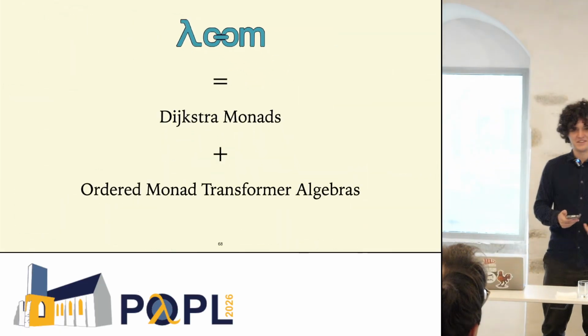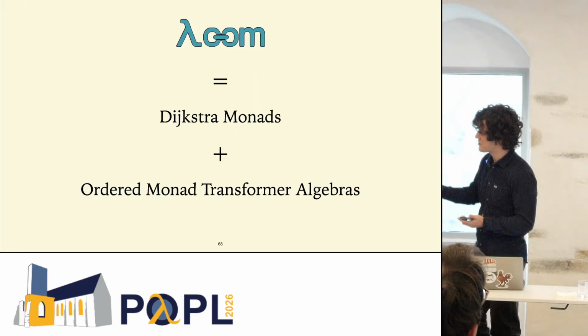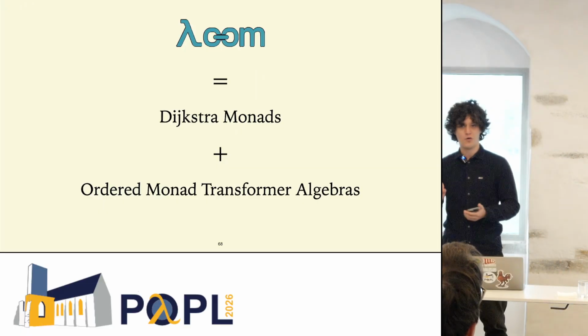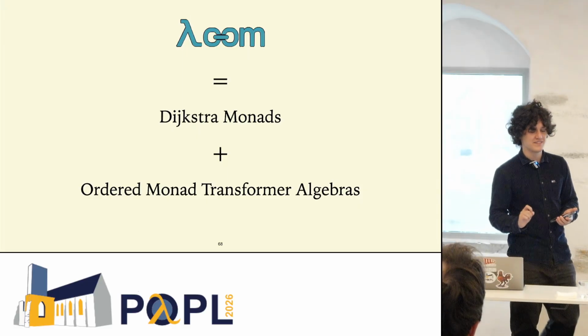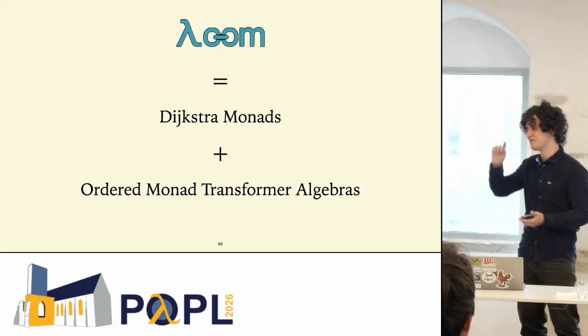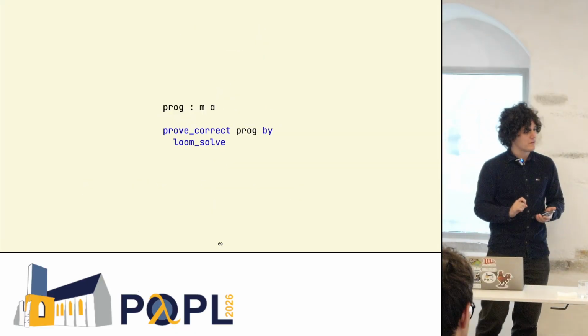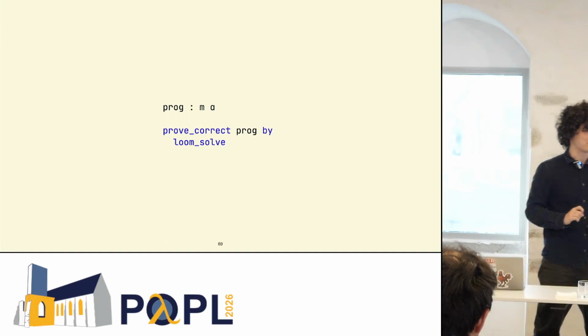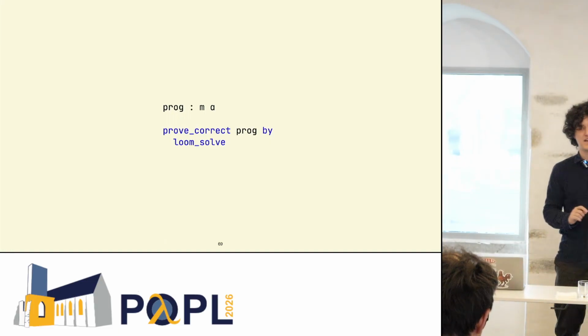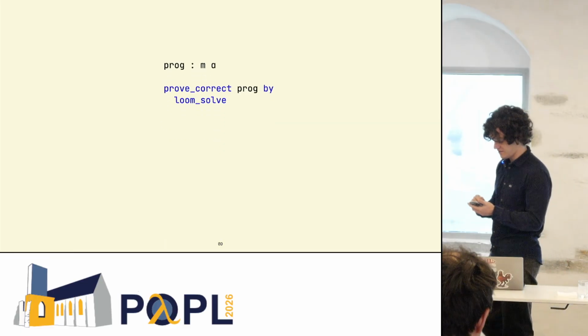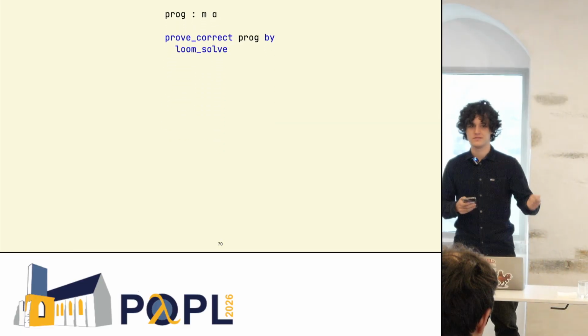Well, Loom is not exactly the extra monads. This is the extra monads plus one more thing, which we call ordered monad transformer algebra. And I will try to explain why it is useful. To do that, let's backtrack a little bit and imagine we want to verify an arbitrary program. And we want to do it with the extra monads. So what will we have to instantiate?